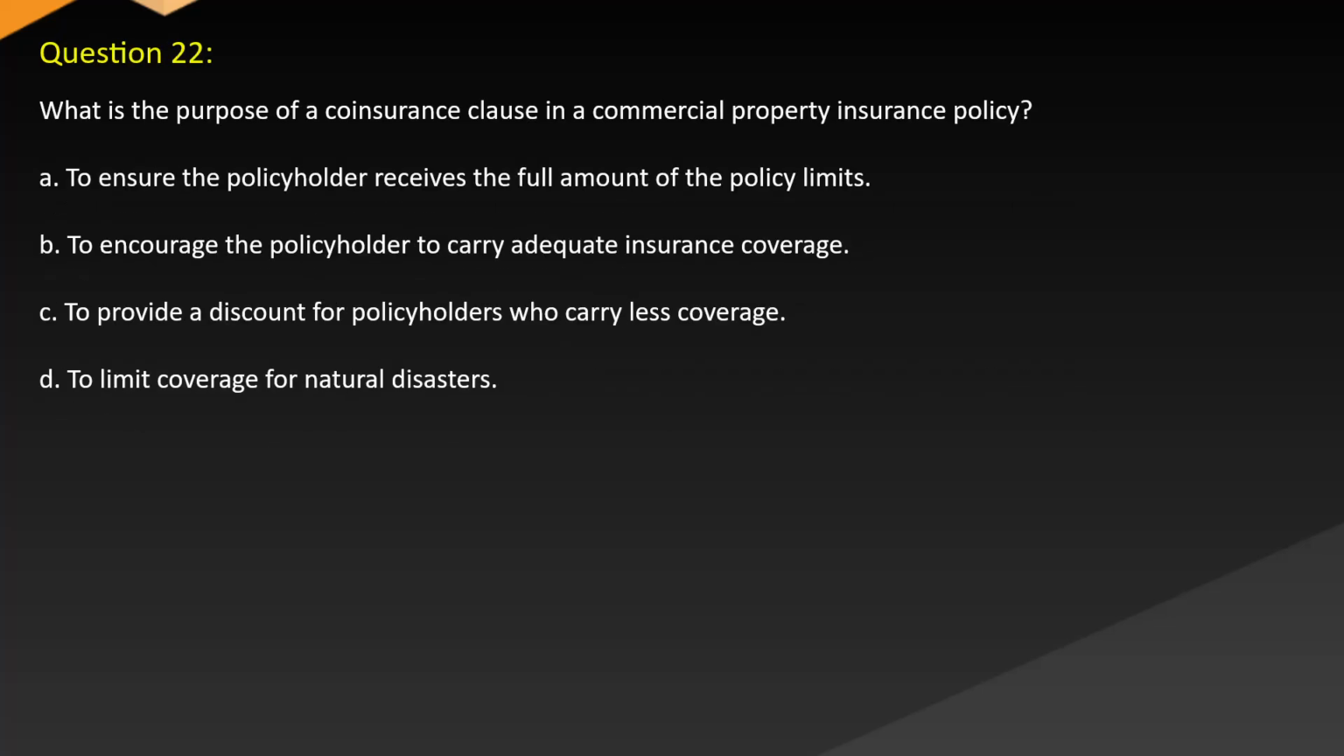Question 22. What is the purpose of a coinsurance clause in a commercial property insurance policy? A. To ensure the policyholder receives the full amount of the policy limits. B. To encourage the policyholder to carry adequate insurance coverage. C. To provide a discount for policyholders who carry less coverage. D. To limit coverage for natural disasters.